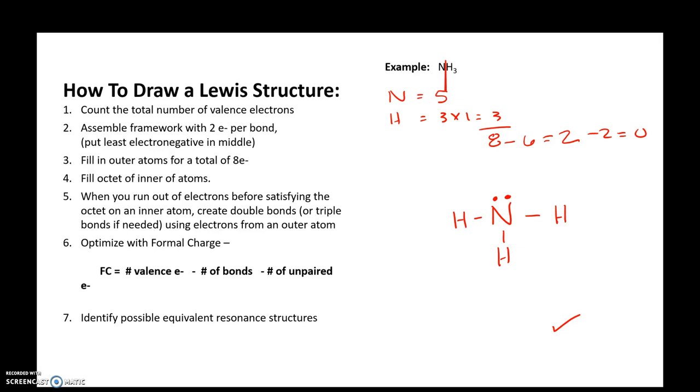If I look at the formal charges for nitrogen, 5 valence electrons minus 3 bonds minus 2 unbonded electrons gives us 0. The formal charge for the hydrogens, they're all the same. 1 valence electron minus 1 bond also gives it a formal charge of 0. So this is good.